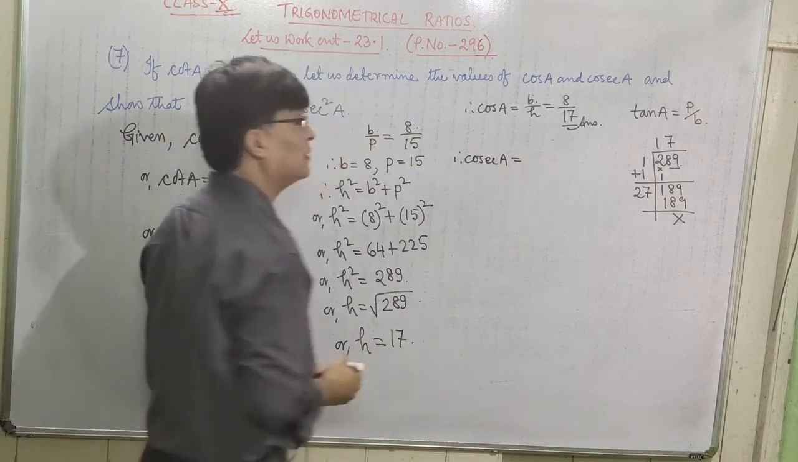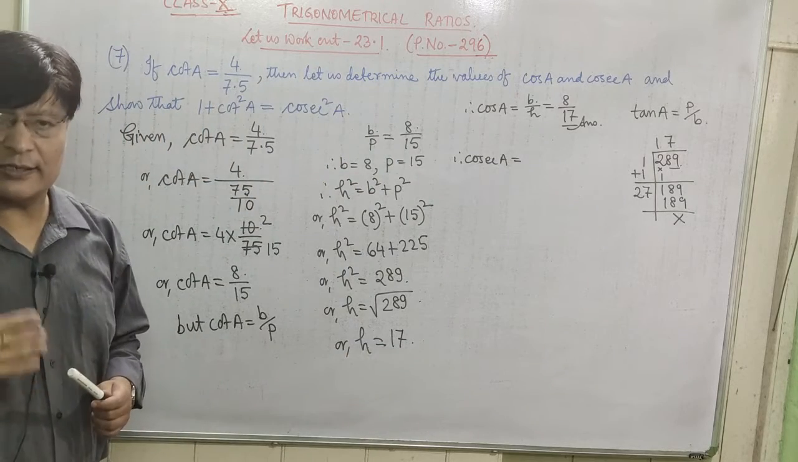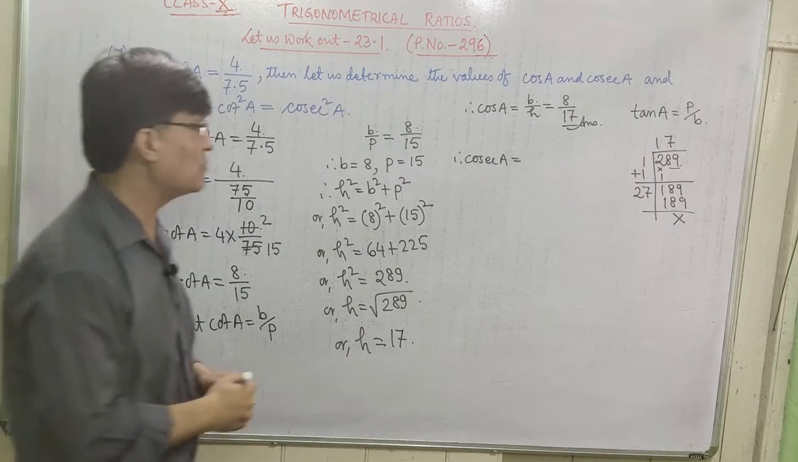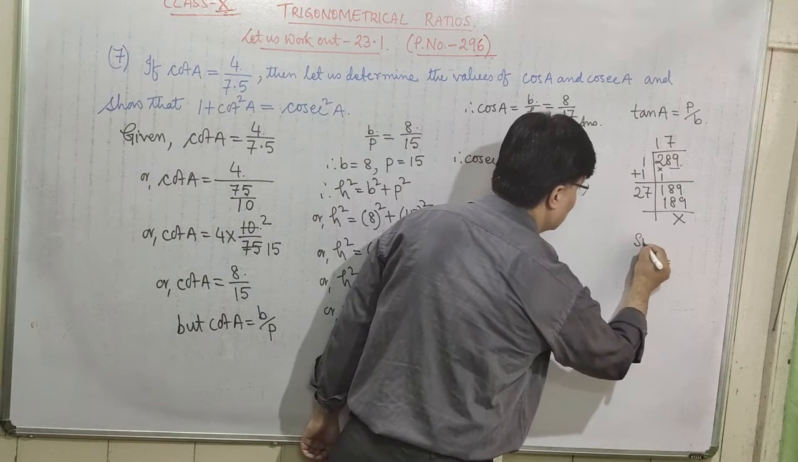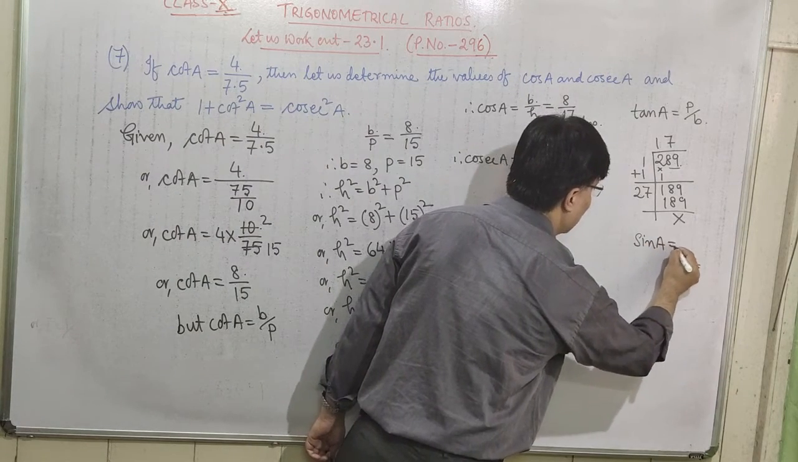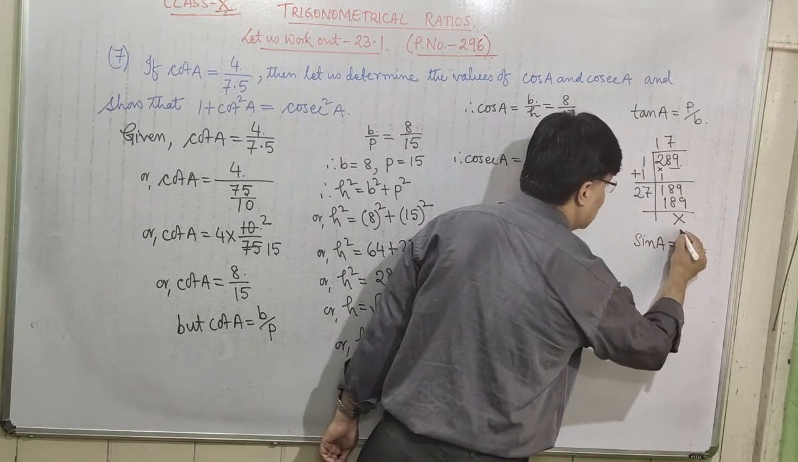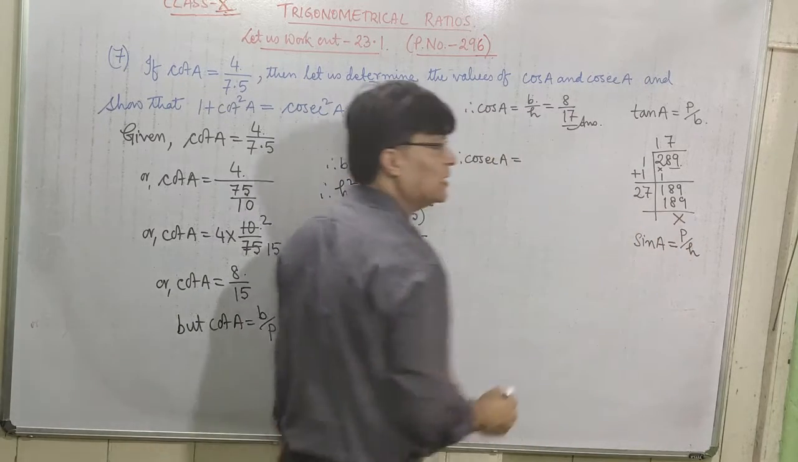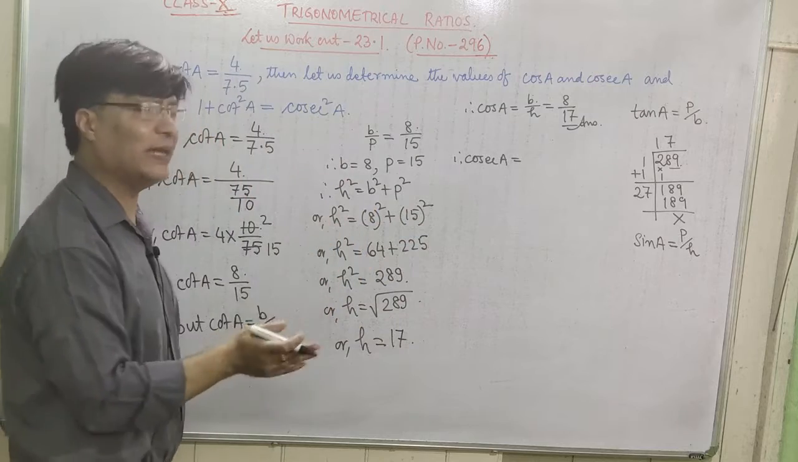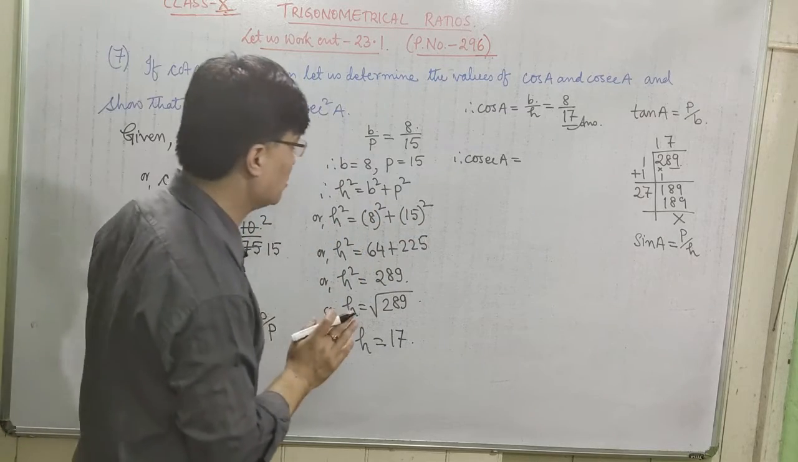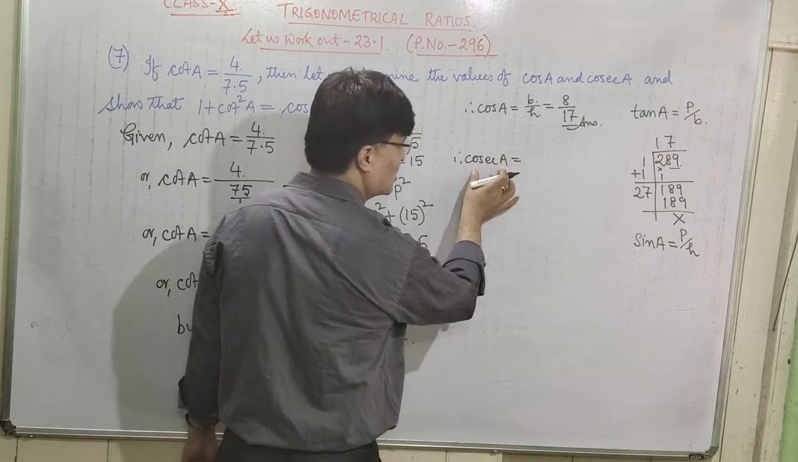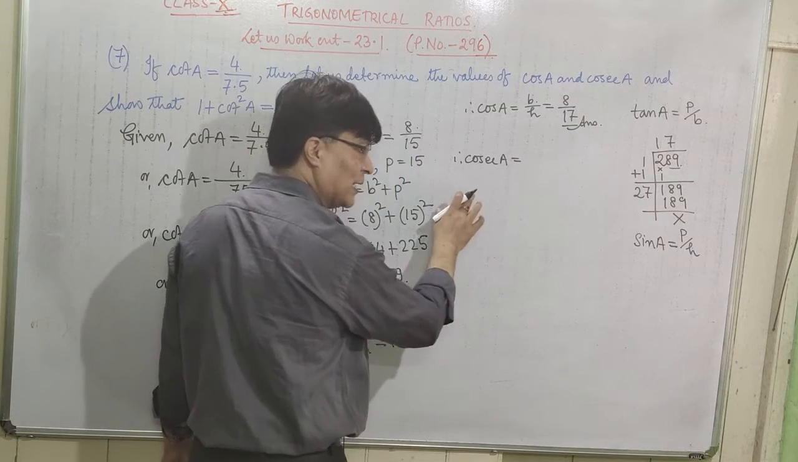And you know that cos A is just the opposite of sin A, or the inverse of sin A. What is the formula for sine of an angle? Sin A is equal to P upon H, that is, perpendicular upon hypotenuse. But what is cosec A? It is just the inverse of sin A.